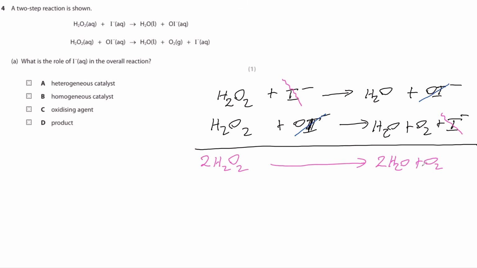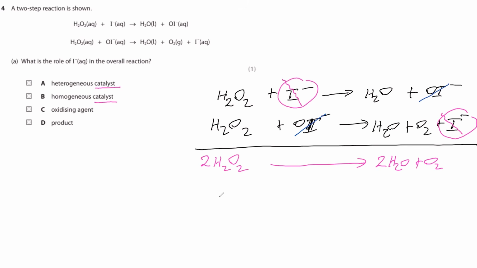plus O2. So you can clearly see that the I minus ion enters the reaction and leaves the reaction without being used up. Anything that enters the reaction and leaves the reaction without being used up, we call them catalysts. So I minus is a catalyst. And we know that when you add I minus, the rate of reaction is also fast. So it's a catalyst.